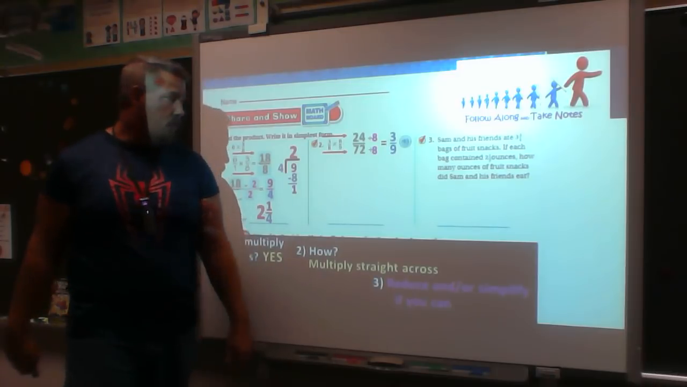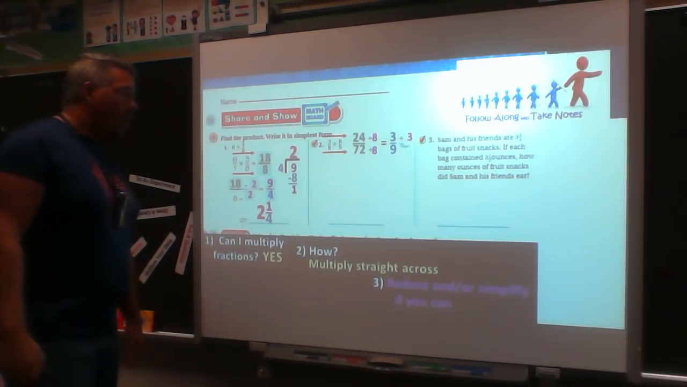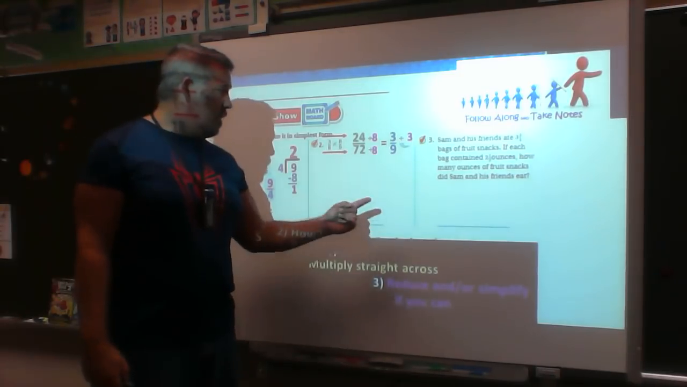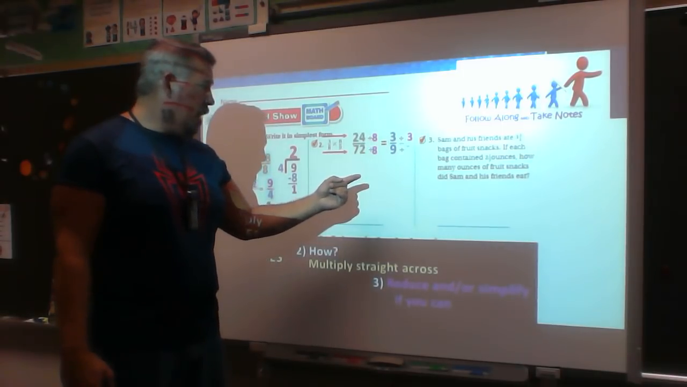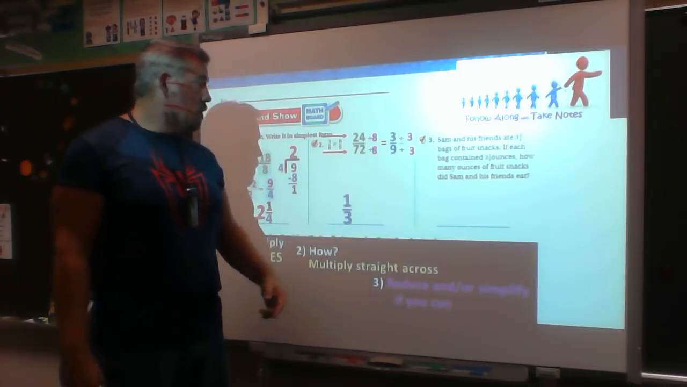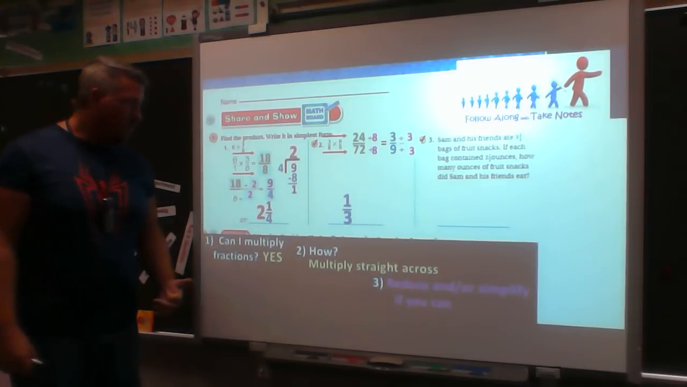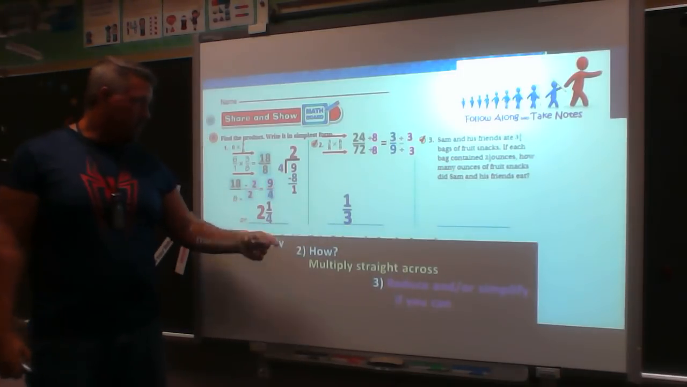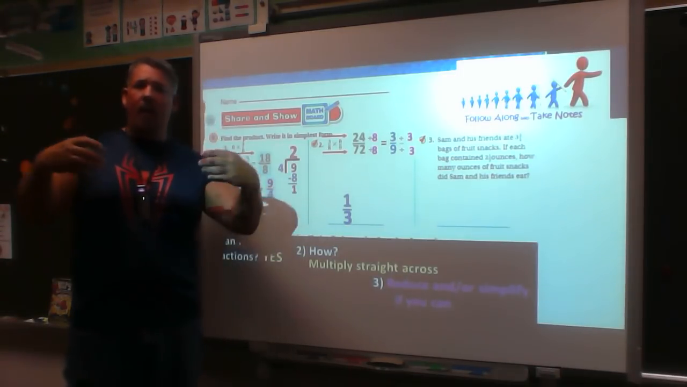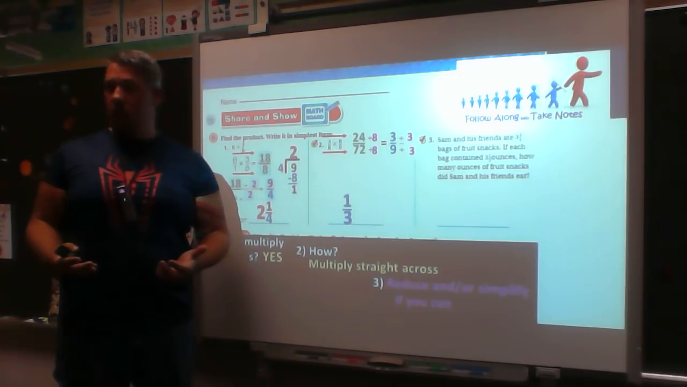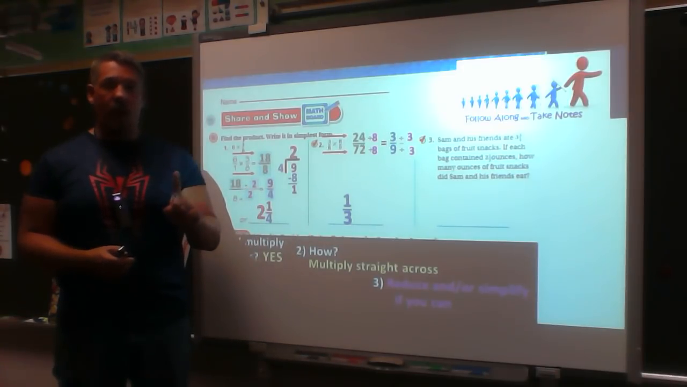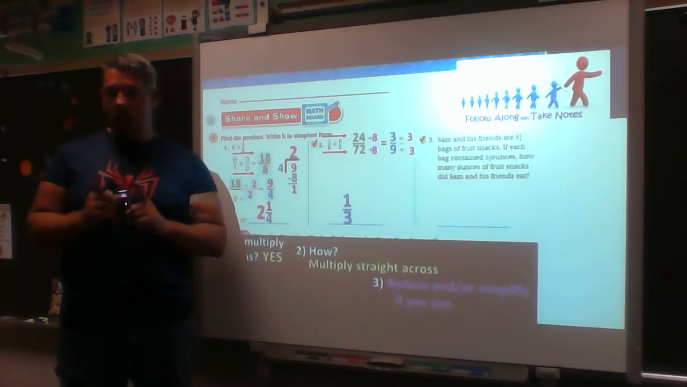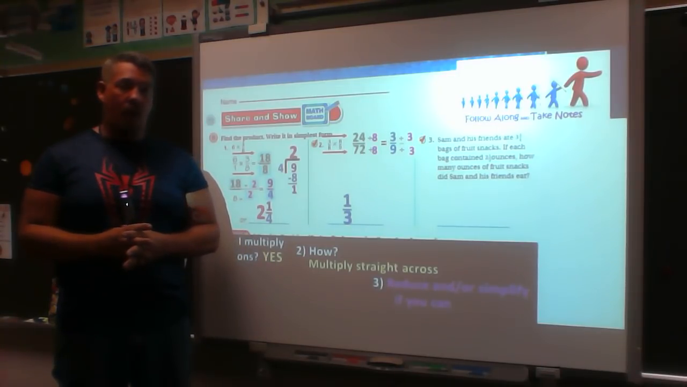Either way, you're successful. When I get to 3/9, then I can see that 3 will go into 3 and 3 will go into 9. So then I can reduce once again. I can reduce by 1/3. So what big number could I reduce by and do it in one step? Some of you might have seen it. Some of you may not have.